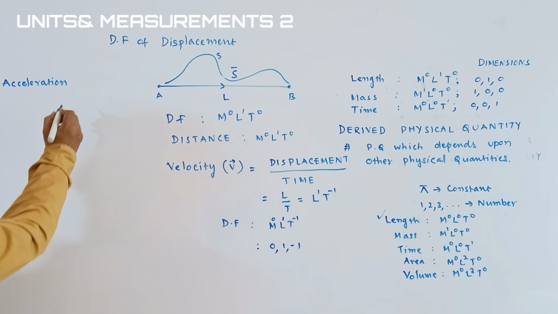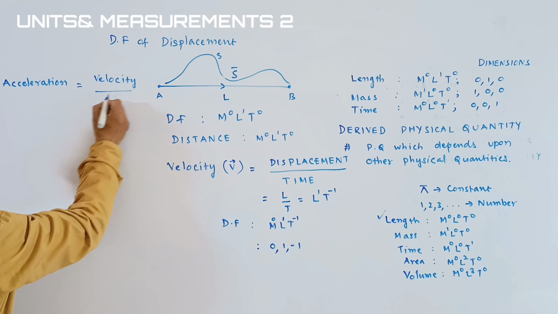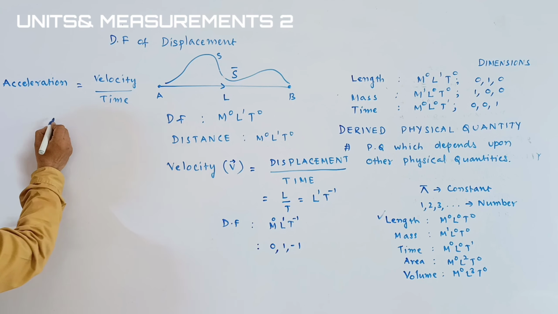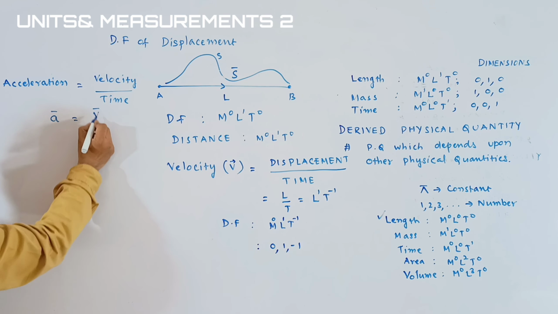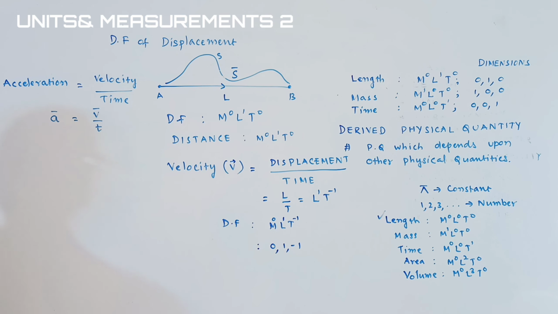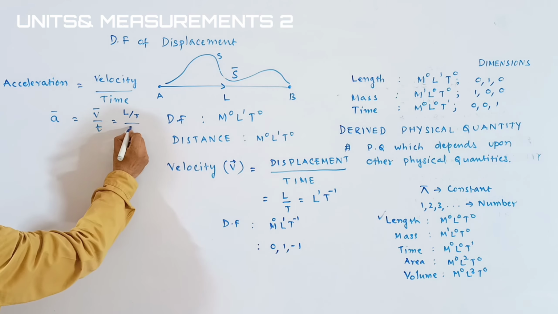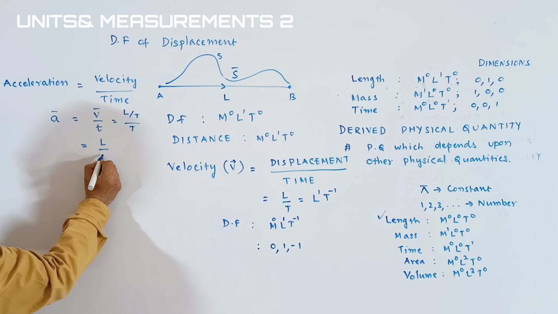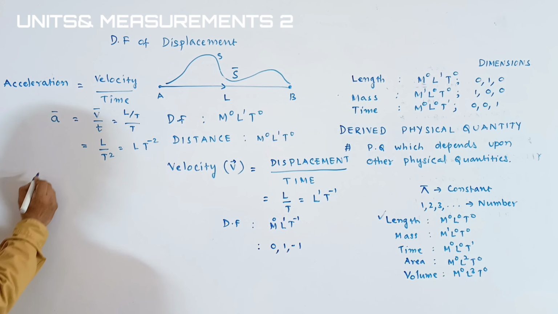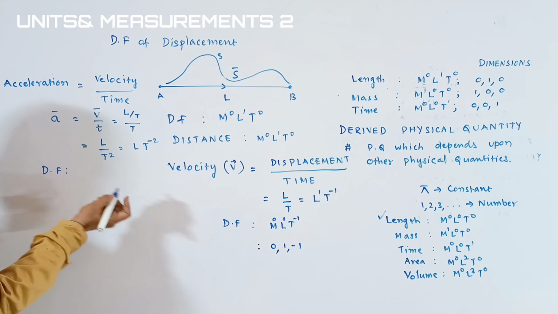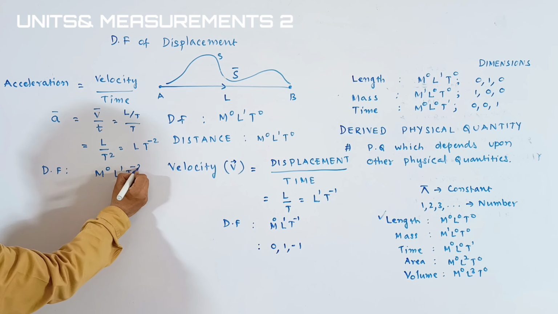And if you start reducing your speed in a given time, you are retarding. Okay, students, acceleration means what? Velocity upon time. Acceleration is shown with the letter A. It is another physical quantity which is a vector, students. Velocity by time. Velocity means length upon time, already we wrote that, divided by time. That is length upon square of the time, so you can write length, T power minus 2. If you represent it as the dimensional formula, we involve mass also. That is M0 L1 T minus 2.